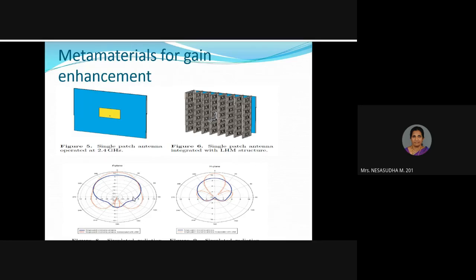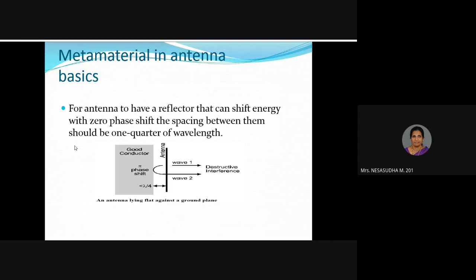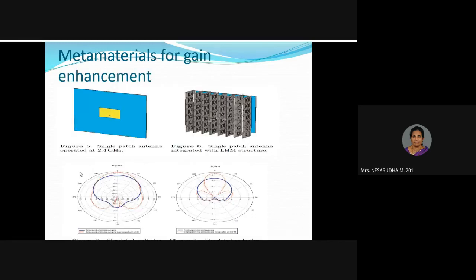This is the E plane. So when we see the radiation pattern, you can see the difference between a normal patch antenna and this patch antenna. Okay, you know this radiation pattern. This radiates in the forward direction, because of the metamaterial. So these radiations are absorbed in the metamaterial, and the gain is improved. The gain can be improved.